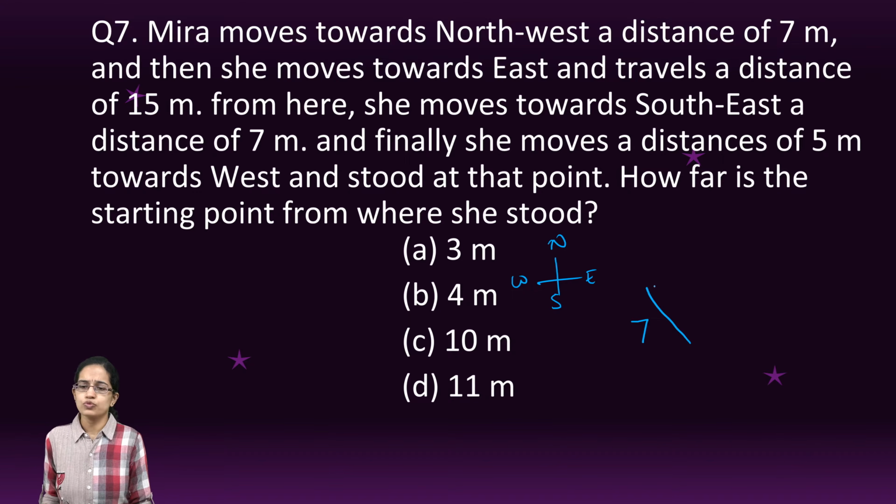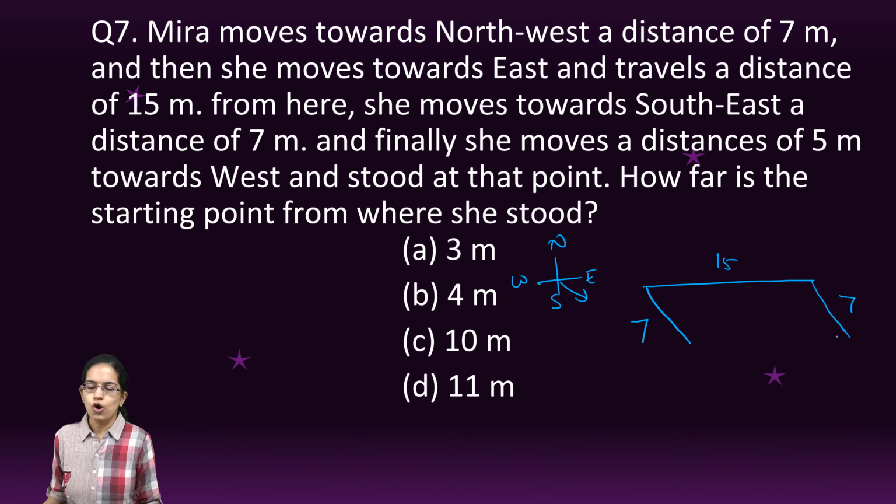Then she moves towards east and travels a distance of 15 meters. So 15 meters towards east. And then from here she moves southeast. So this is the direction of southeast. So she moves southeast, again a distance of 7. So coming parallel to the same location, and then she takes a west for 5 meters.